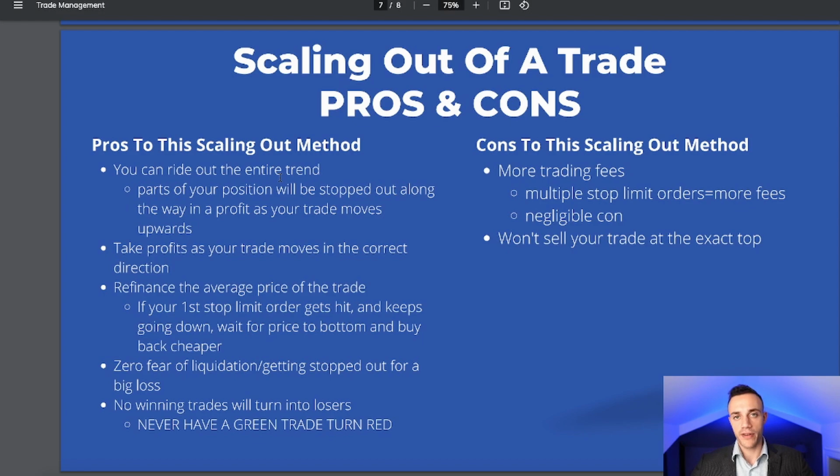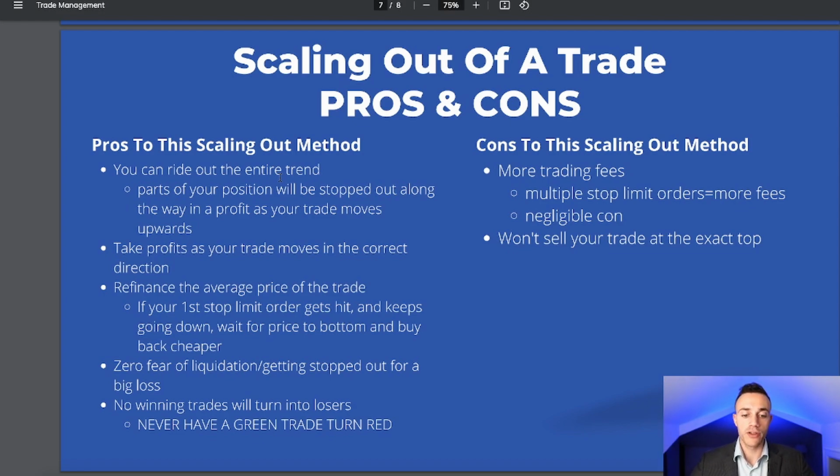What do I mean by refinance the average price of the trade? So if your first stop limit order gets hit and keeps going down, you can wait for the price to form a technical bottom signal like a double bottom, W reversal, inverse head and shoulders, etc. And then you can go ahead and scale back into the position at a cheaper price, meaning you basically refinanced your trade, right? You got it at a lower price, and you already took some profit because you had your stop limit ladder set up. So you can get a lower average price with this method as you ride out the overall market trend.